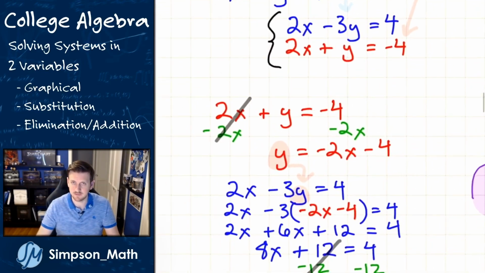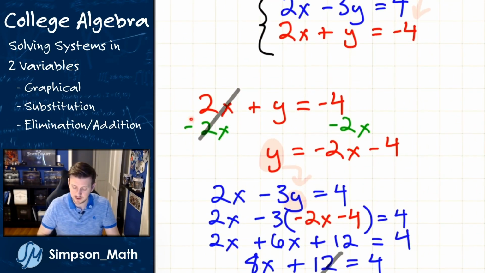So I'm going to rewrite the equation just for clarity. 2x plus y equals negative 4. Subtract the 2x from both sides. What happens when I do that? The 2x minus 2x cancel to 0. So it's now a 0 plus y. And then negative 4 minus 2x, they don't go together. They are not like terms. So I have negative 2x minus 4.